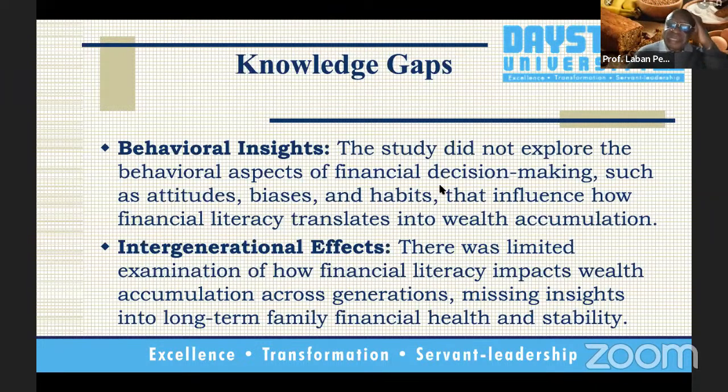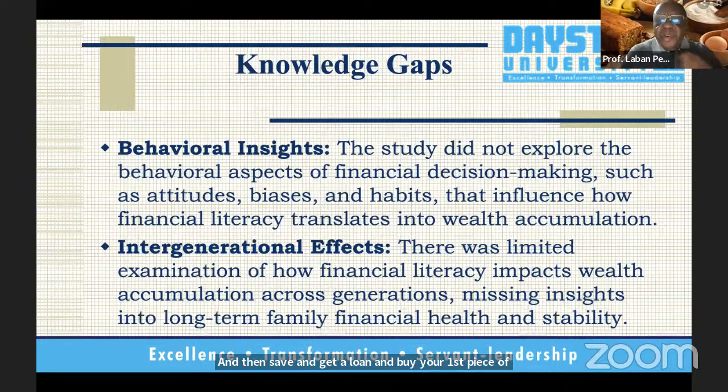I'm talking about financial decision-making, such as attitudes, biases, and habits. It was out of the question. In fact, people tell you, where are you going to park that car? Unanunua gari saa hizi? The first thing when we started working, me and people in that cohort, was to save in the corporate society. And then save and get a loan and buy your first piece of land. And of course, that translates into wealth accumulation.